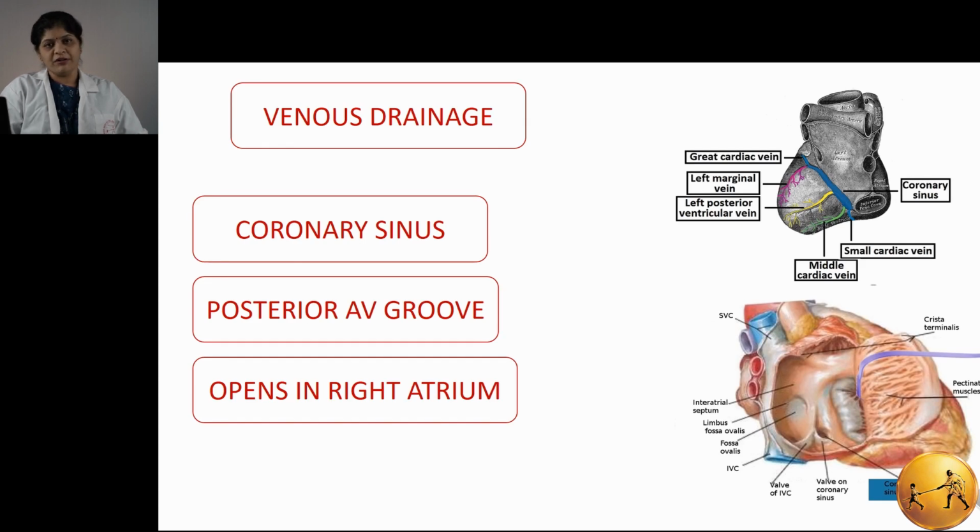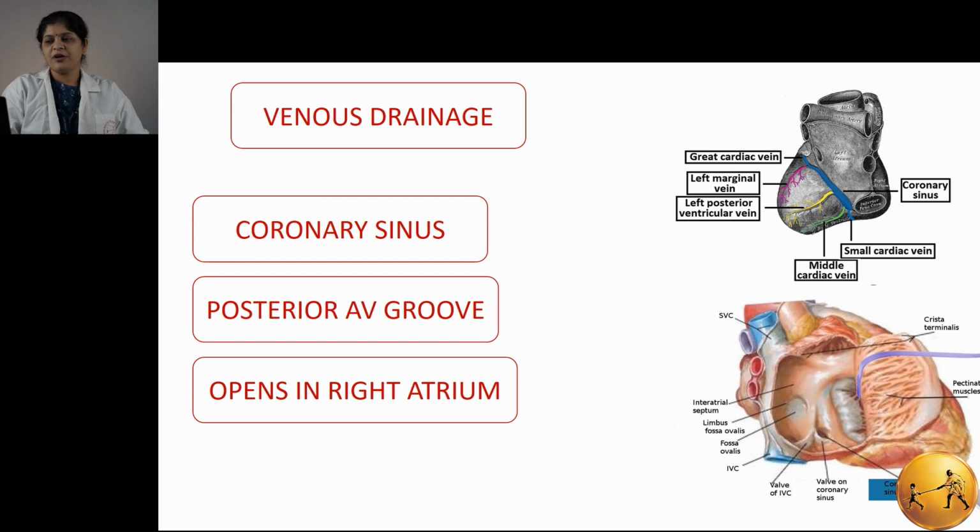Now coming to the venous drainage. Whenever we see the arterial supply, we have to always look towards the venous drainage. Now the venous drainage is mainly because of the coronary sinus. The coronary sinus is present in the posterior aspect of the atrioventricular groove.